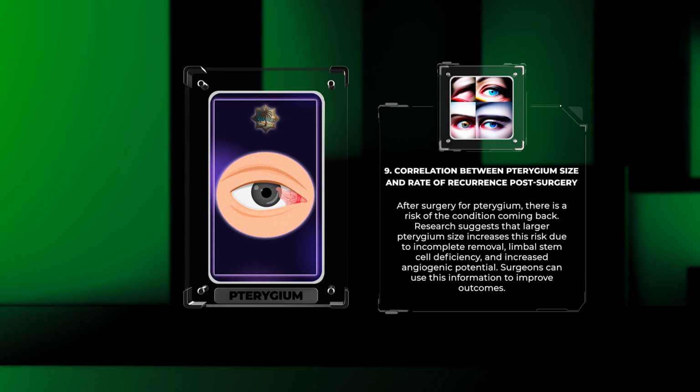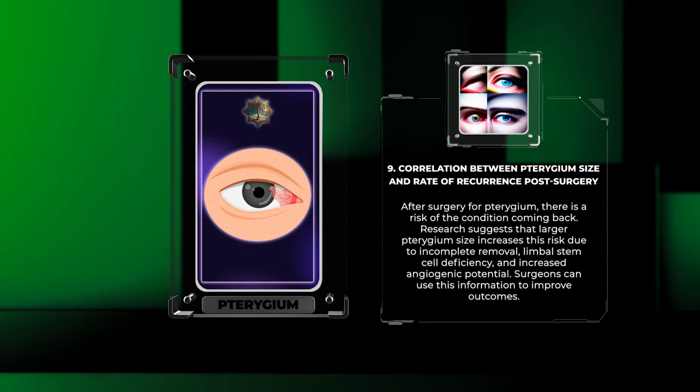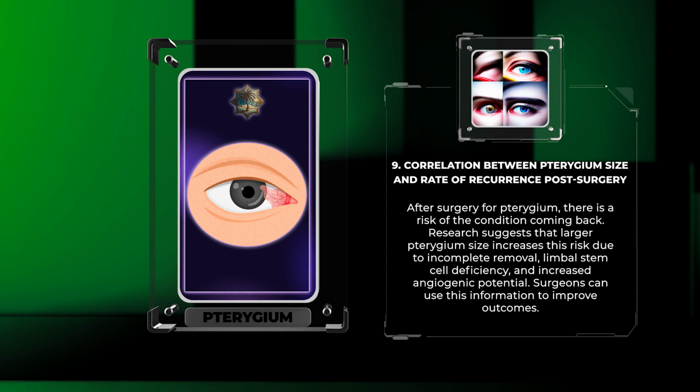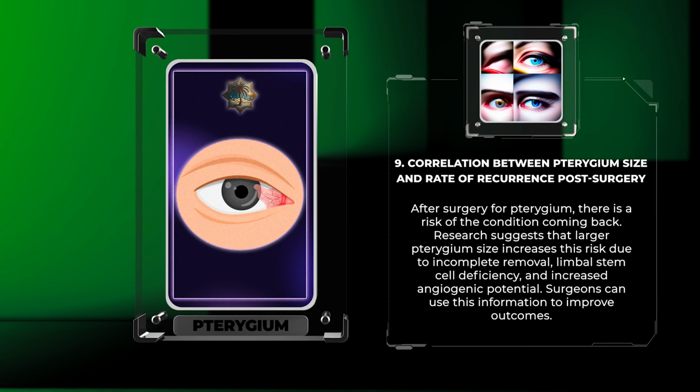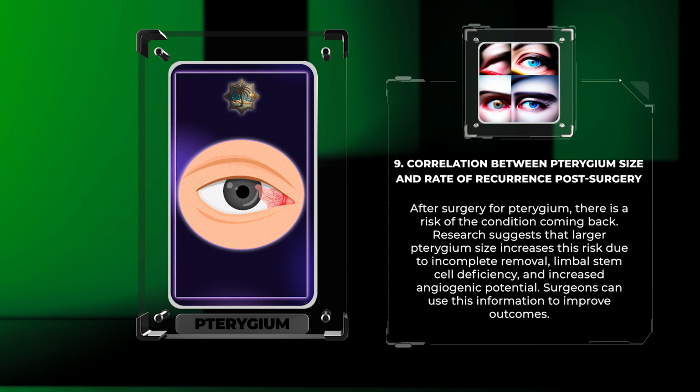Research suggests that larger pterygium size increases this risk due to incomplete removal, limbal stem cell deficiency, and increased angiogenic potential. Surgeons can use this information to improve outcomes.